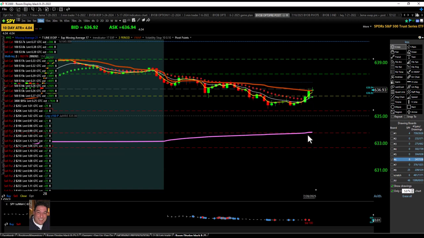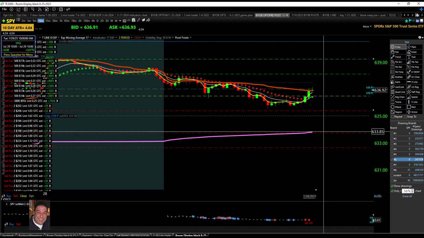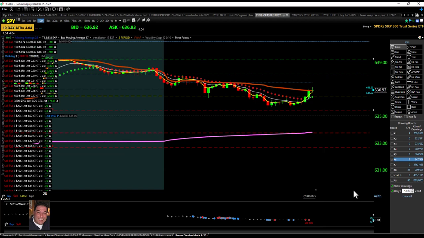lows. And if not, try and tag this anchored VWAP right here, right about 633.55. All right, and then maybe on down to 630, and then I'd look for a reversal. I would move to a shorter time frame and look for price to reverse and start heading all the way back up to 640.